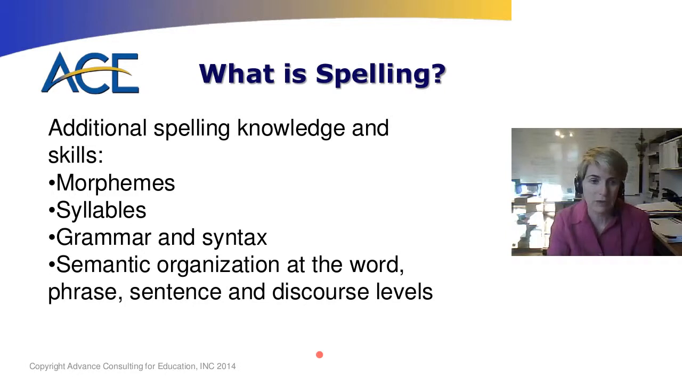They need to know that the regular past tense has an ED on the end. And then semantic organization at the word, sentence, and discourse level. So they need to know how words are put together in bigger chunks. Okay, all of these layers help our students become more sophisticated and accurate spellers. And so you can start to see that spelling really doesn't stop at the beginner level. It goes all the way through the language learning process.